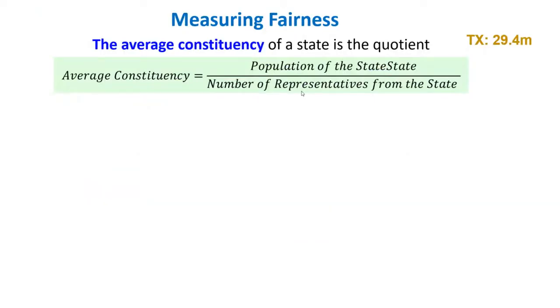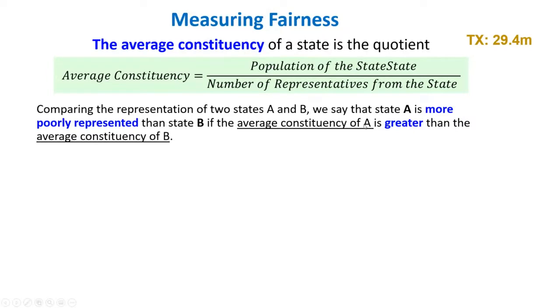Another topic that will also be on the test is measuring fairness or unfairness of the apportionment. And first we introduce the average constituency, the constituency of a state. It is the fraction or the quotient, the population of the state divided by the number of representatives from the state.